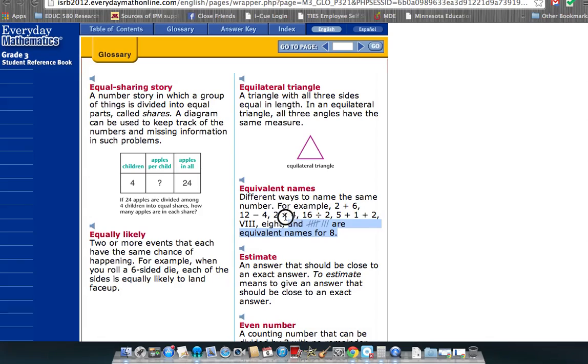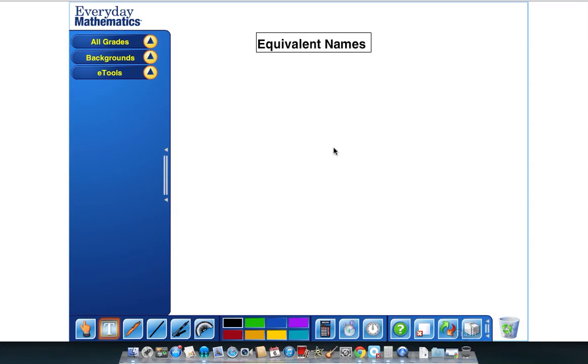So equivalent names are different ways to name the same number. For example, 2 plus 6, 12 minus 4, 2 times 8, 16 divided by 2. They're all going to equal 8. Okay? So we're going to come up with different ways, or equivalent ways, that we can name the same number. It's kind of fun, actually. It's kind of like a fun brain puzzle.